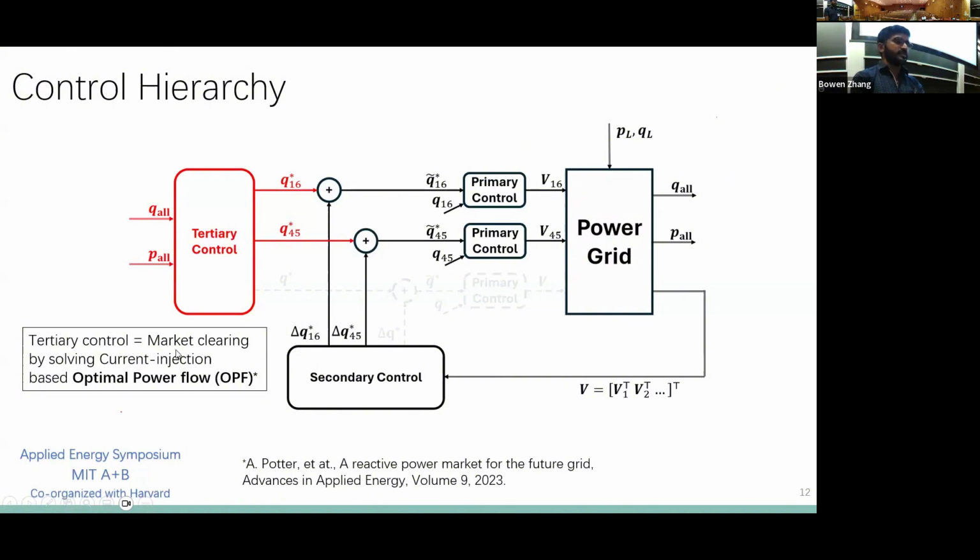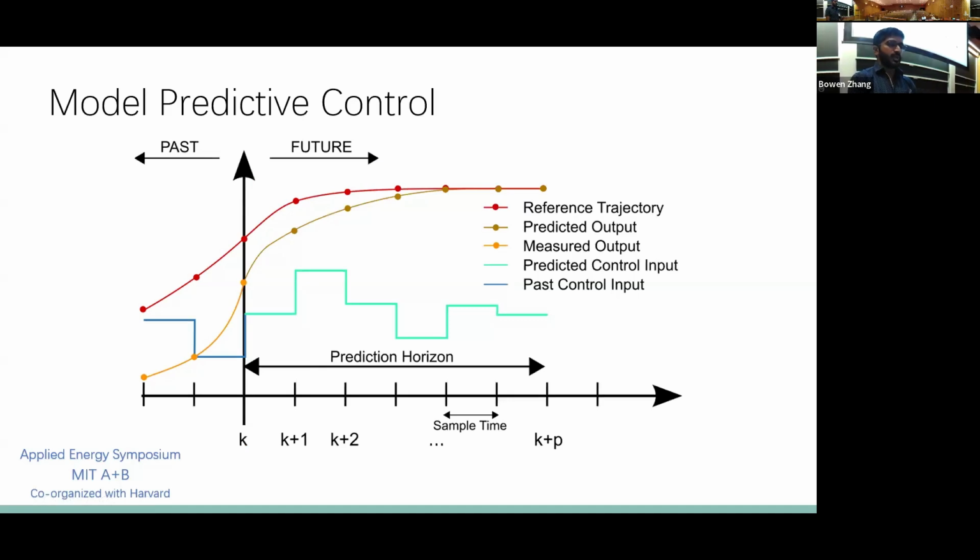And it essentially sets the reactive and the active power set points. And we performed tertiary control by solving the market clearing by solving a current injection based optimal power flow problem. I won't go into the details of that, but you can refer to this paper in the prior work to see that. And so a brief overview of model predictive control, which we use for secondary control.